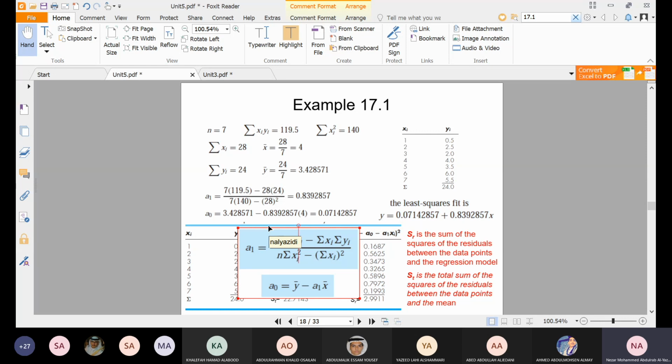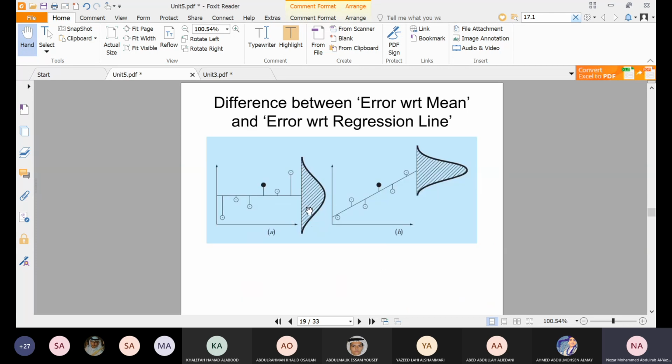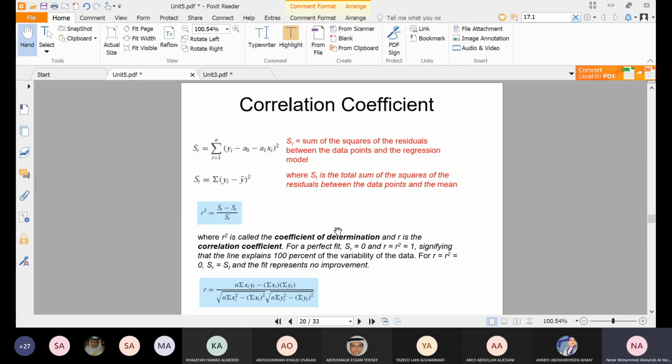After that, we want to measure the errors, the standard deviation and the standard error of estimation. Here, for example, Sr is the sum of the squares of the errors between the data and the regression, and St is the total sum of the squares of the errors between the data and the mean. We will have more discussion about this, inshallah, in the next class.